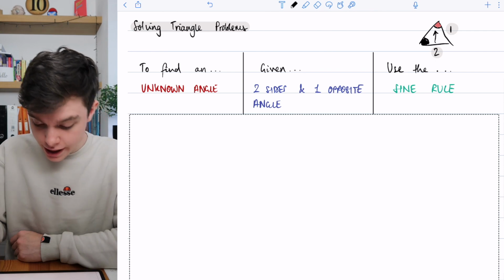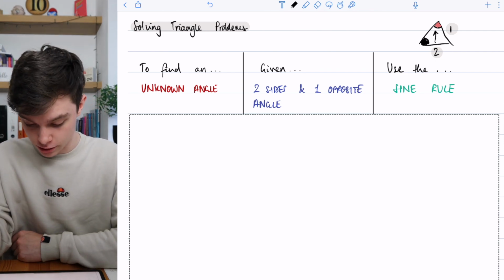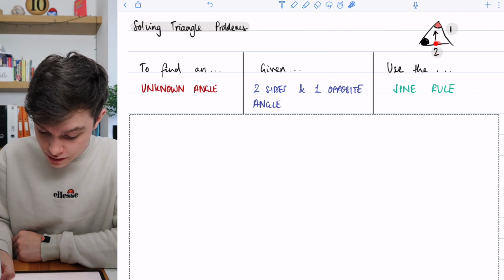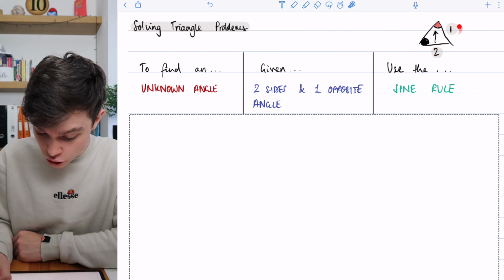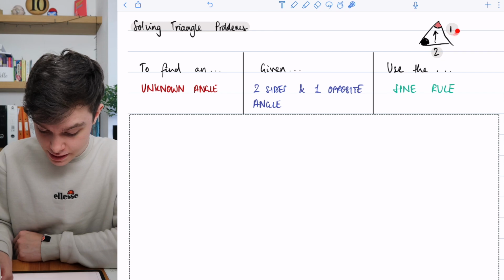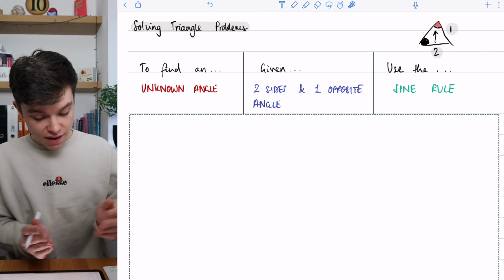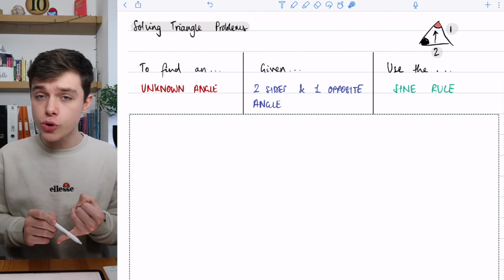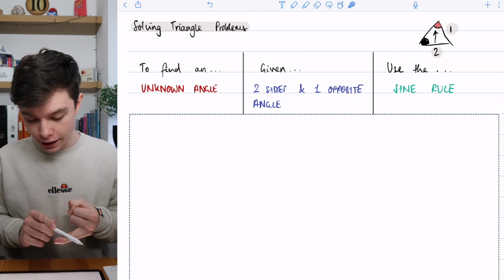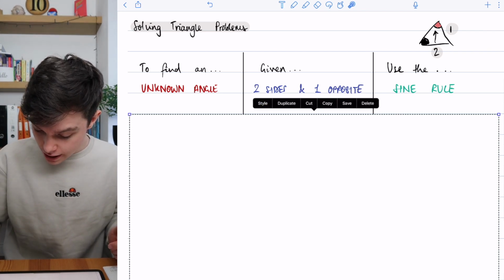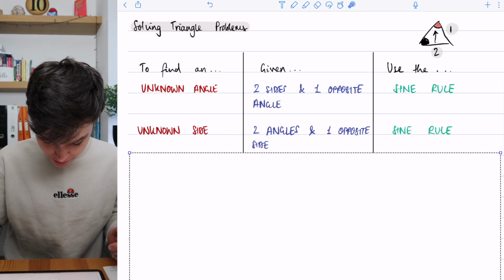Then we've got two sides, and one of the sides has an opposite angle. So we want to use the sine rule here, because we've got a side and an opposite angle, and another side. So if we want an unknown angle and we've got two sides and then one opposite angle, we want to use the sine rule. Okay, let's have a look at the second in the table.